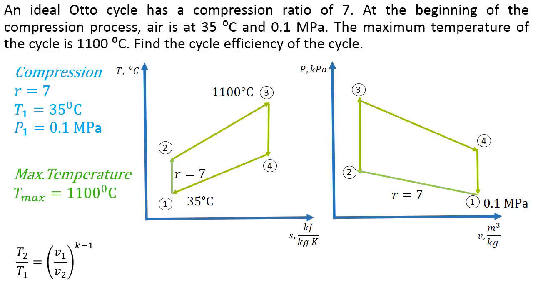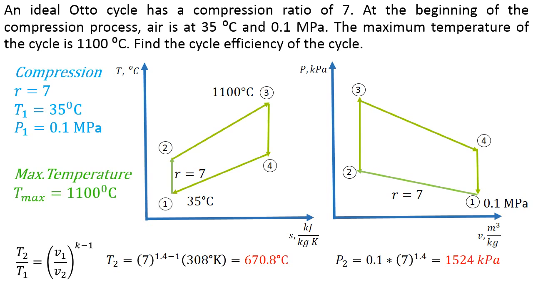Using the compression ratio, we can find the temperature in stage 2. Remember to use the temperature in terms of Kelvin. Temperature 2 is equal to 670.8 Celsius. The pressure in stage 2 is the following: 1524 kilopascals.